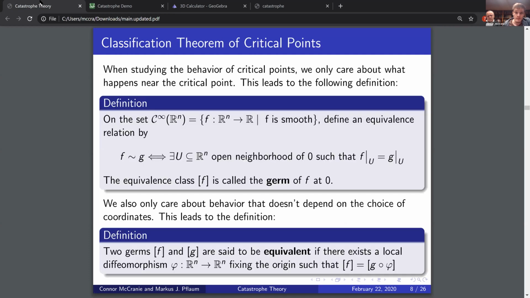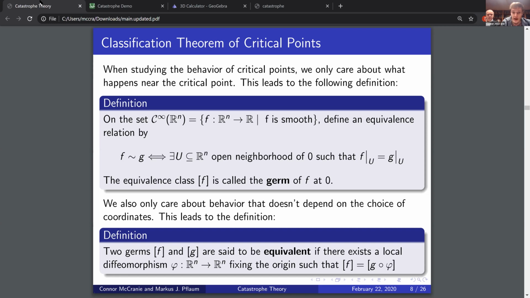Okay, so when we're trying to understand critical points, we only care about immediately around that point, in some small neighborhood around there. And so this leads naturally to the definition, where we consider 2 smooth functions to be the same if there's some neighborhood around that point that the functions agree on. So if right around my critical point my functions agree in some small area, then I'm going to consider those the same even if they differ a little bit further away.